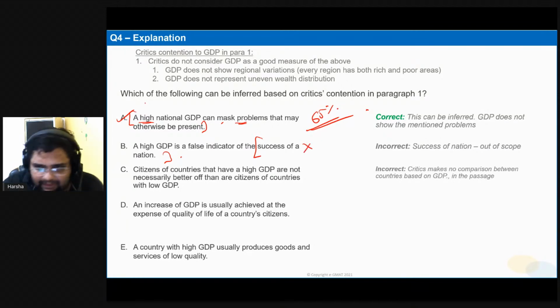Option C is for me a very interesting option. Some of you chose this, but the problem is the passage does not make a comparison between high GDP and low GDP, and you cannot infer it either.